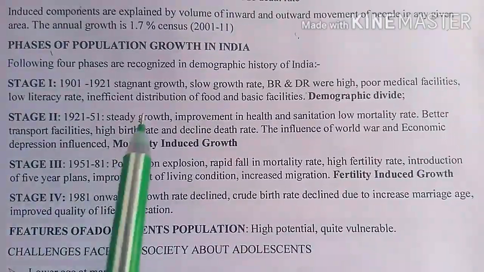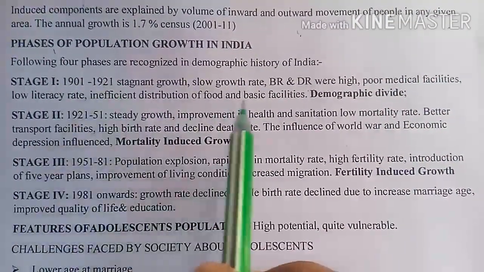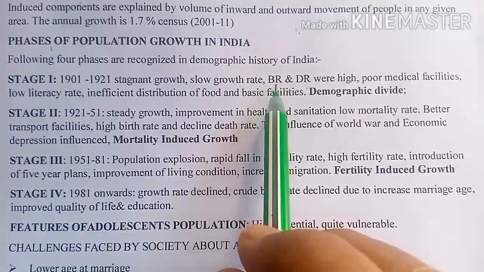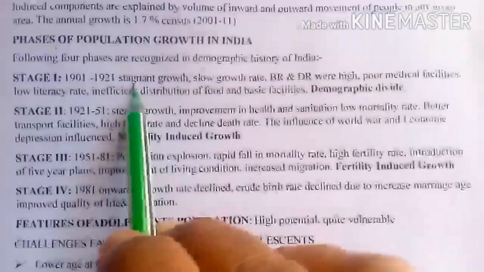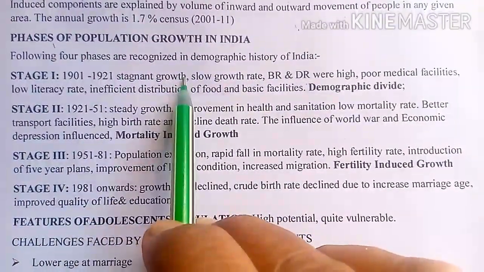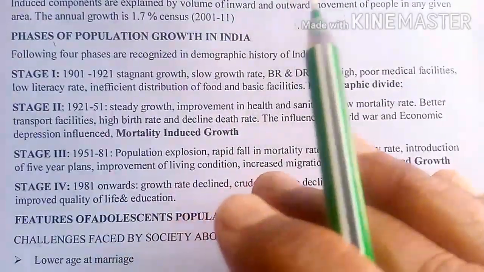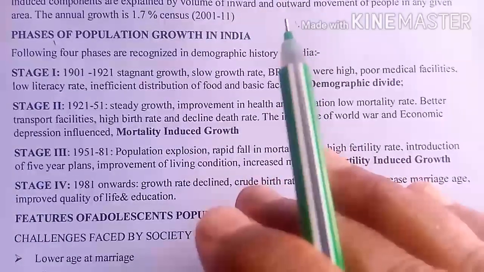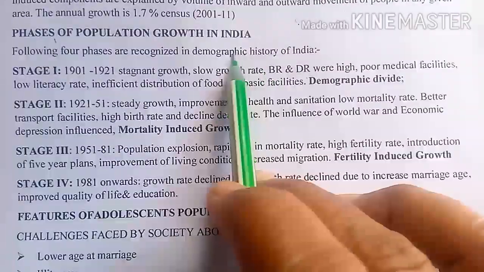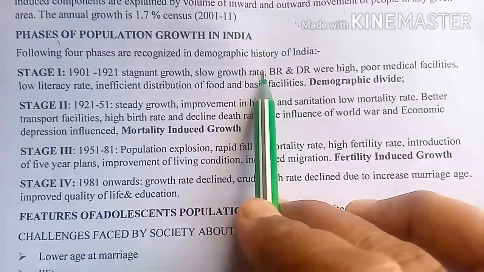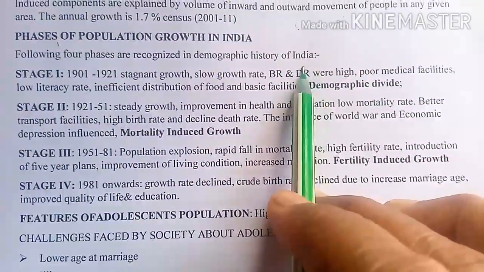Dear students, during this period, the birth rate is very high and the death rate is also very high. The growth rate is stagnant. Stagnant growth means what? Population changes come slowly in the society or country. But the total overall growth rate was very slow because of the high death rate.